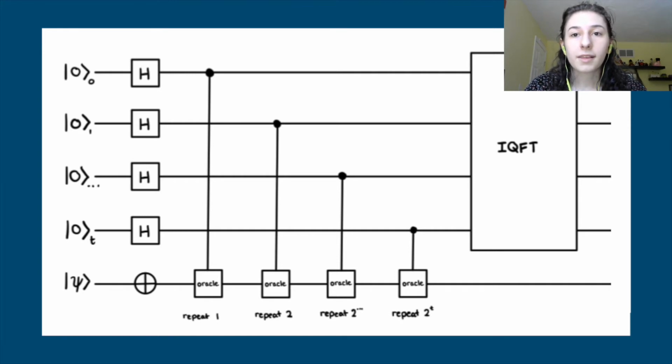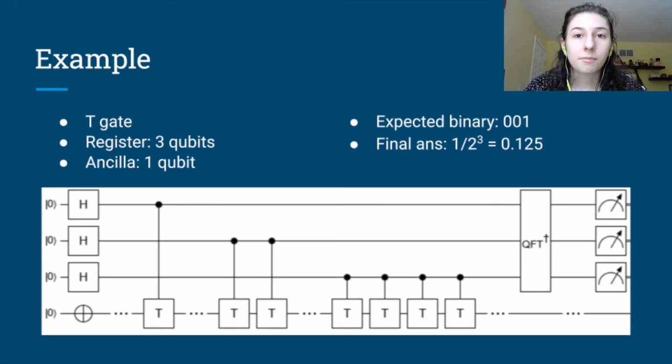Then, the oracle is applied several times on the ancilla qubit with the register as a control. After an inverse quantum Fourier transform, the register is measured and an integer is calculated from the bit string. The final value is calculated to be the integer answer divided by 2 to the power of the size of the register. Let's run through an example of QPE.